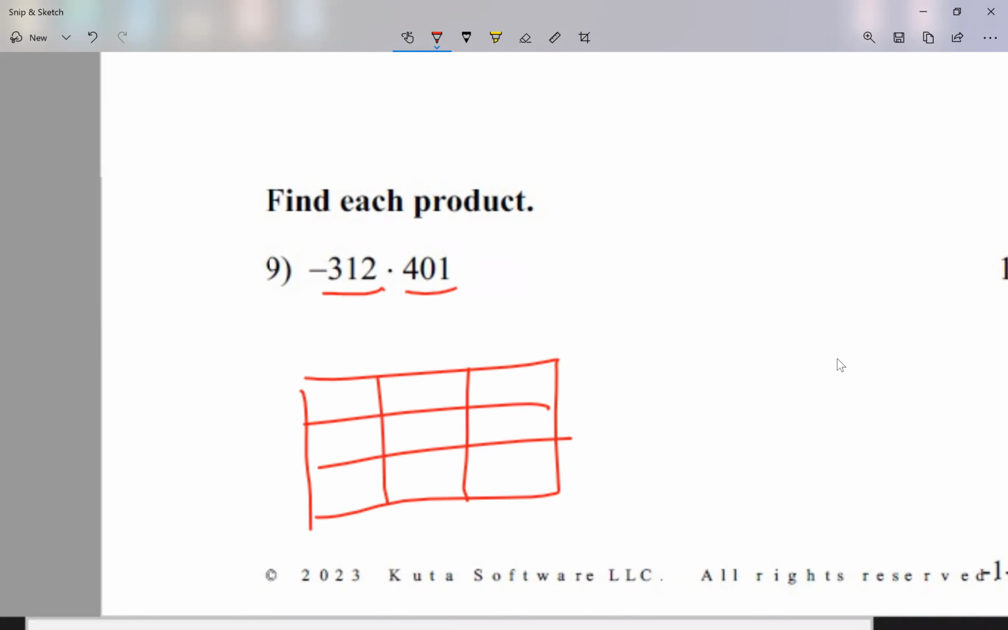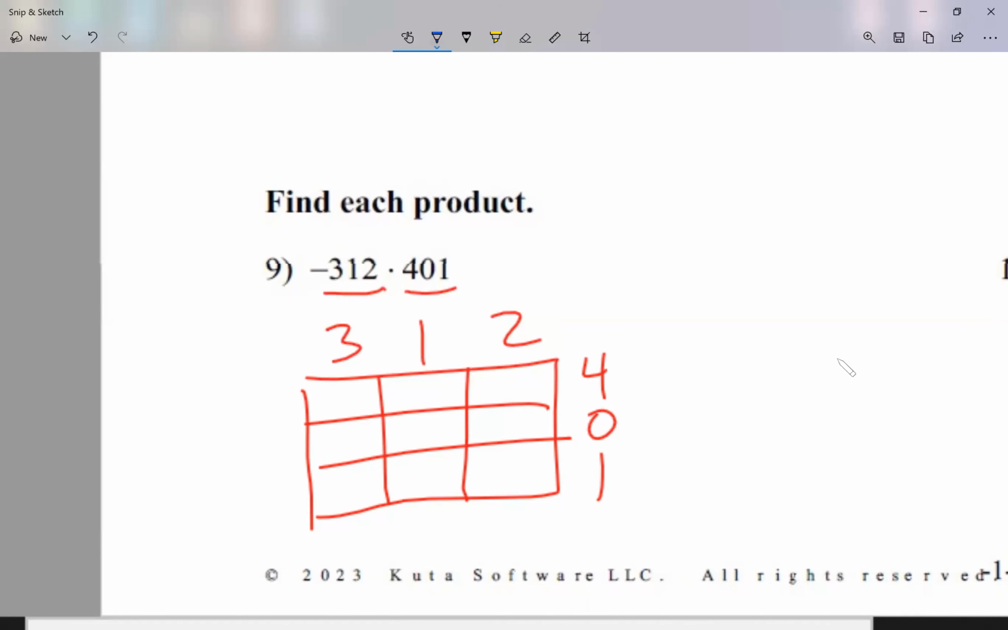I'm gonna write 312. Notice how I did one number per square. So 312. And then here at the side, I'm gonna write 401. So that's why I did 3 by 3.